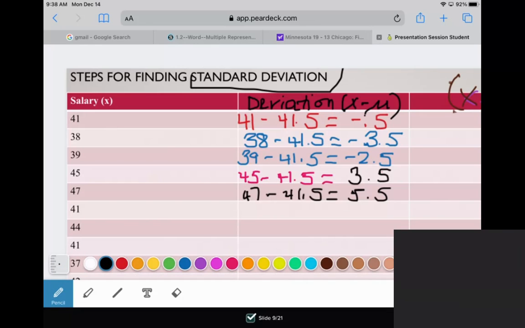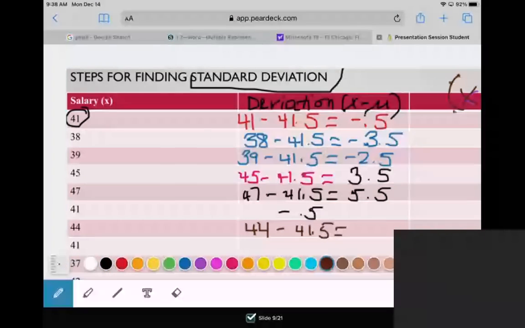The next one is 41. So 41, again, look at this one. I already have 41 up here, which I know is negative 0.5. So just to save me some time, if it's the same values, I don't have to subtract again. It's already there. So 44 I don't have yet, so I will have to do it. 44 minus 41.5.